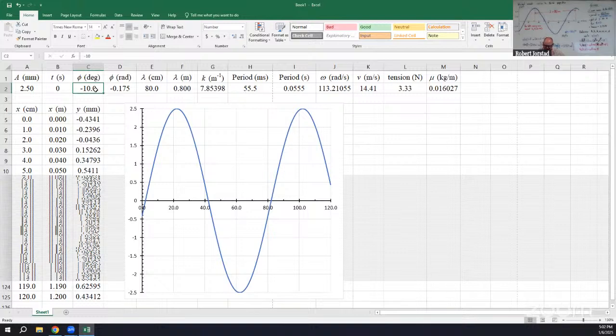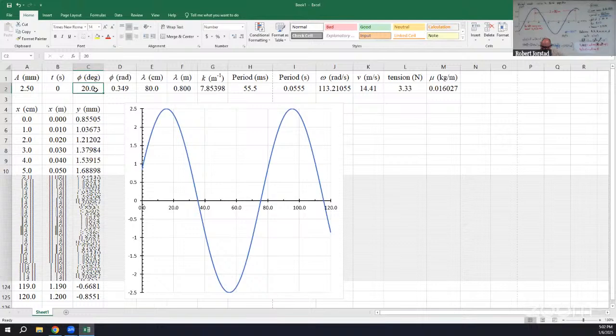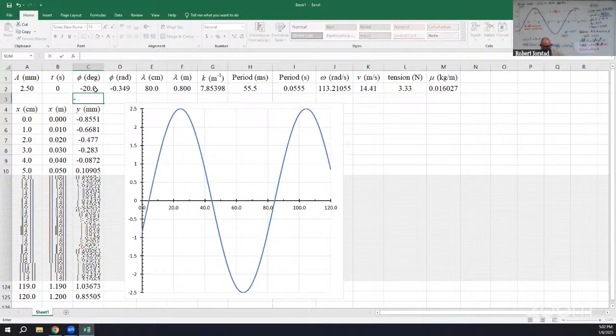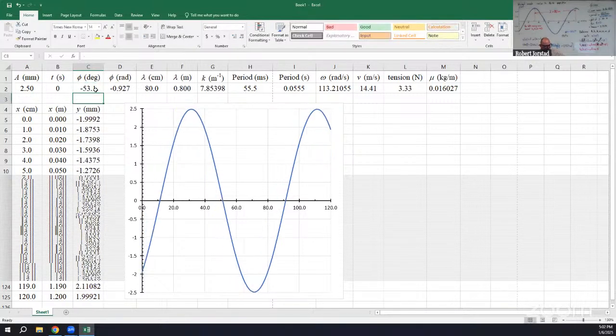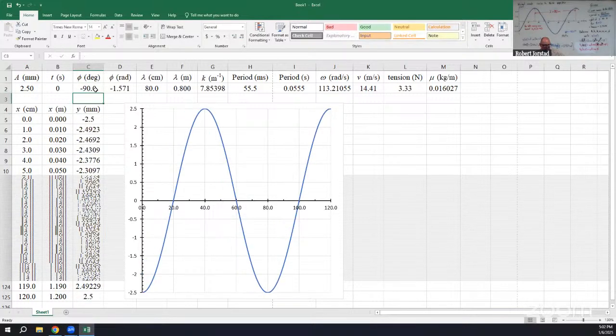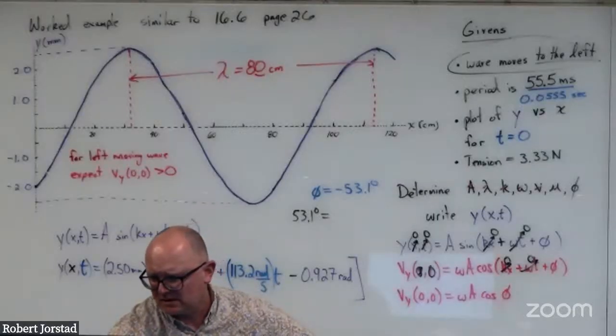because we said plus phi in the equation. So go up to plus 20. Whoops, sorry, negative 20. Let's go up to negative 30. And then finally to, what was it, negative 53.1. If you go to negative 90, you get a negative cosine. All right, so I think that's enough. Let's stop the share. And let's end this.